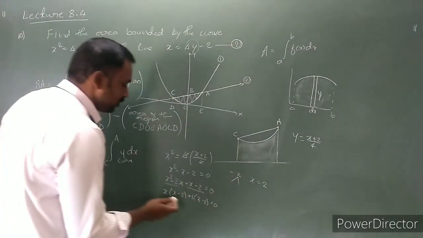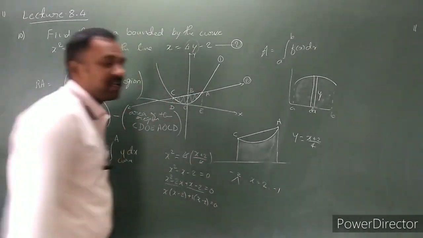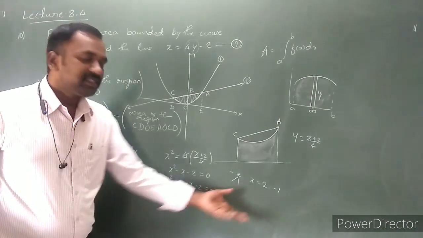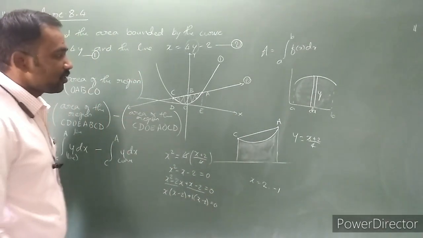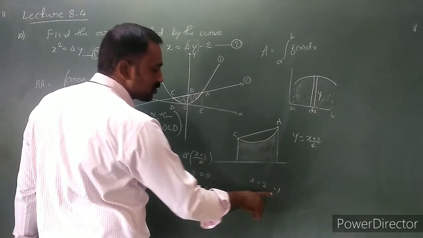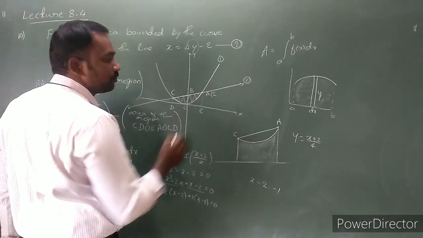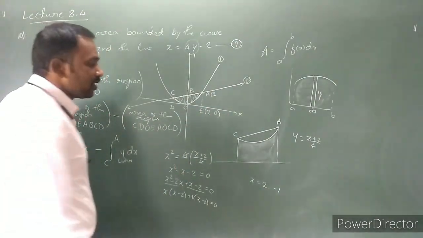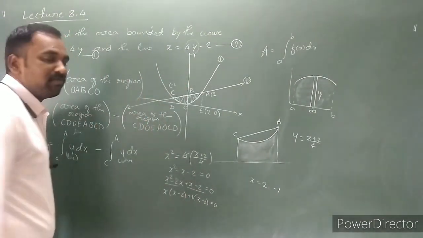From this, I just write directly x is equal to: one value is plus 2, and the other value, from x plus 1, is minus 1. You can cross verify; this part you can do in rough work. So one x value is 2, another value is minus 1. Positive value means this point is (2, 0), and the x value is negative, this is the minus 1.